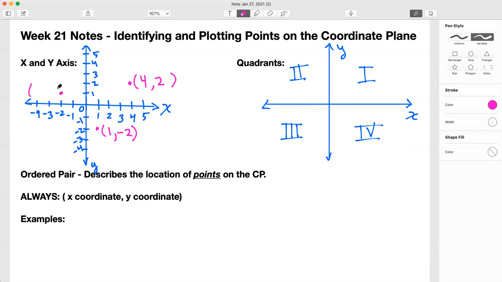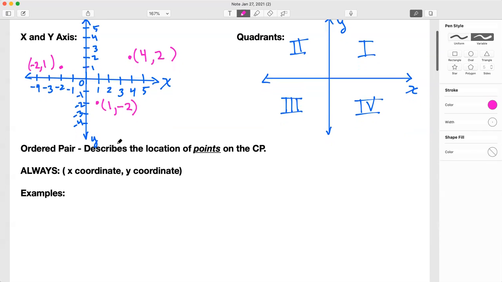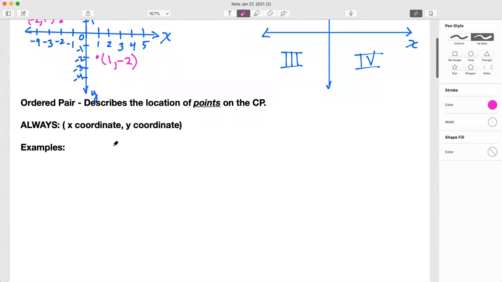How about this one? Well, if you put -2, 1, you would be correct. -2 over to the left, then 1 up. So that's how we describe these points. When I give you these ordered pairs, you know exactly where the point is.